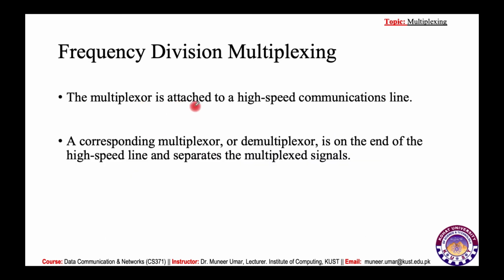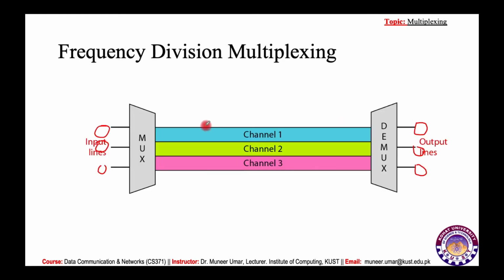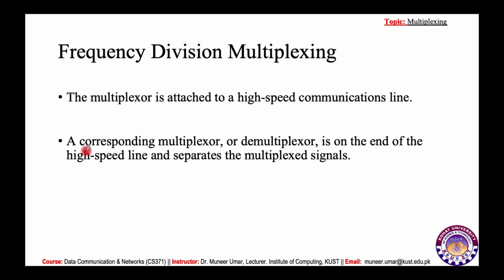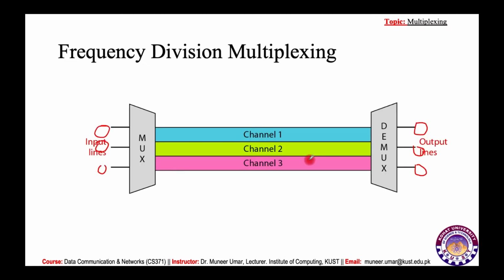So a multiplexer is attached to a high-speed communication line. At both ends we use a multiplexer. This demultiplexer also works as a multiplexer if these devices want to transmit data. A corresponding multiplexer or demultiplexer is on the other end of the high-speed line and separates the multiplexed signals. So this one separates these channels from the line and forwards the data to the corresponding devices.